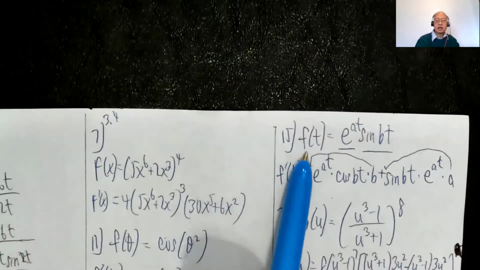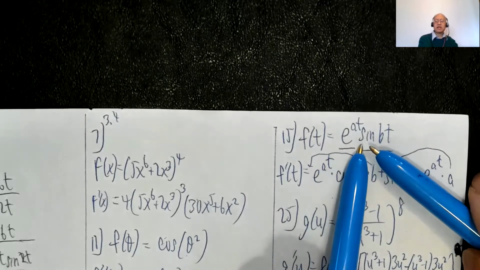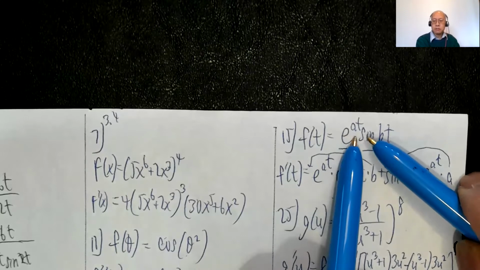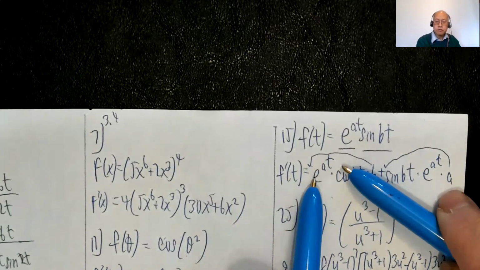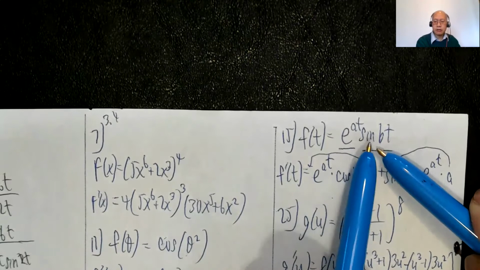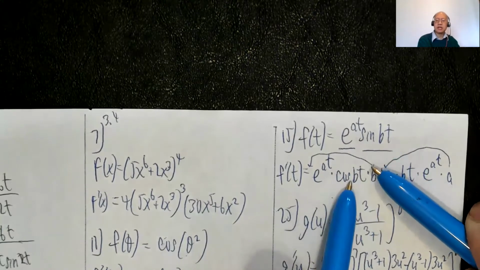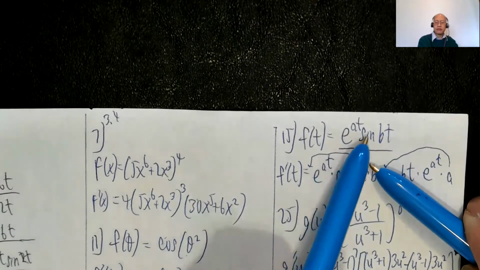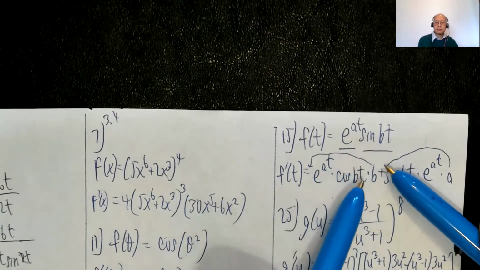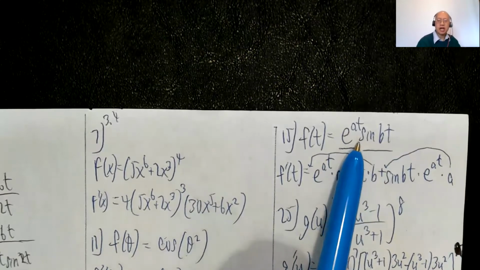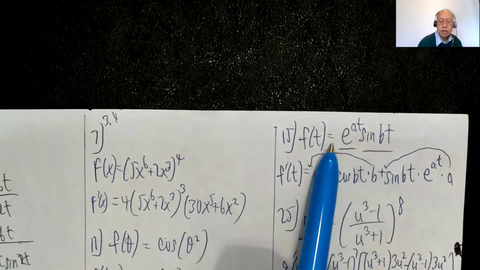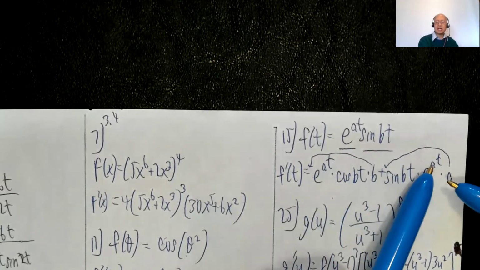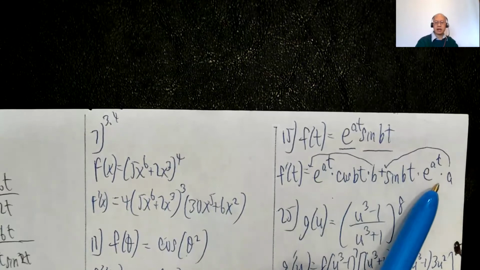Okay, 15: f of t is e to the at sine of bt. So product rule, in addition to the chain rule. The derivative is first, e to the at, times the derivative of the second. The derivative of sine of bt is cosine bt, and then by the chain rule times the derivative of bt, which is b. The only variable is t; a and b are constants. Plus the second function, sine of bt, times the derivative of the first. The derivative of e to the at is e to the at times the derivative of at with respect to t, and that's times an extra a.